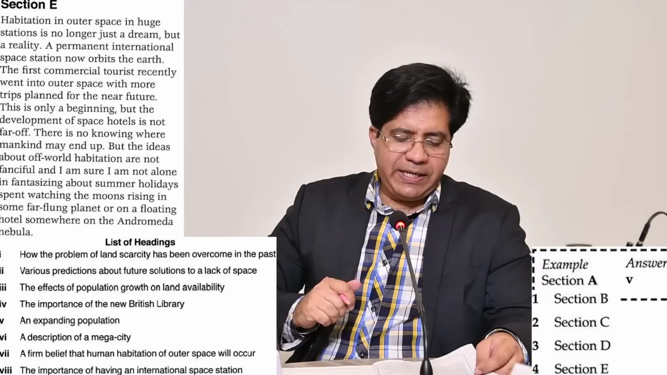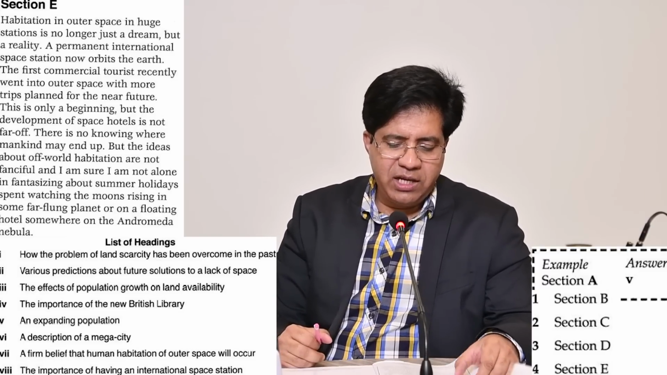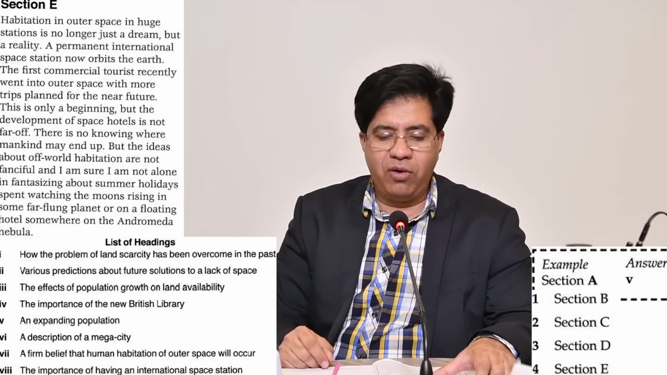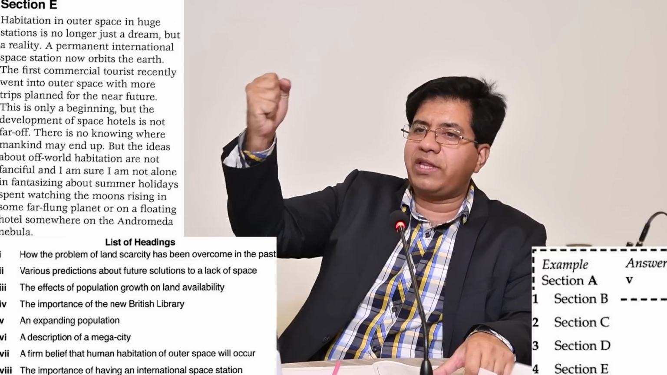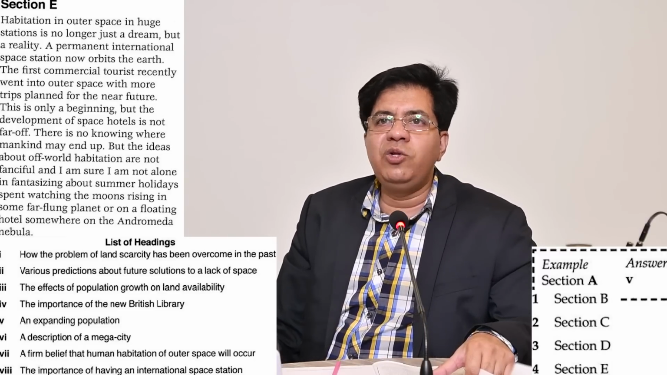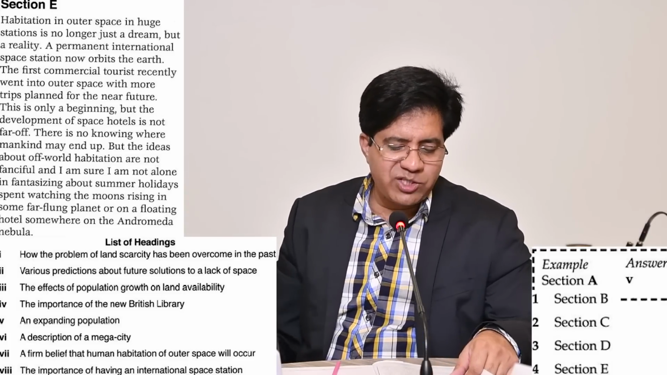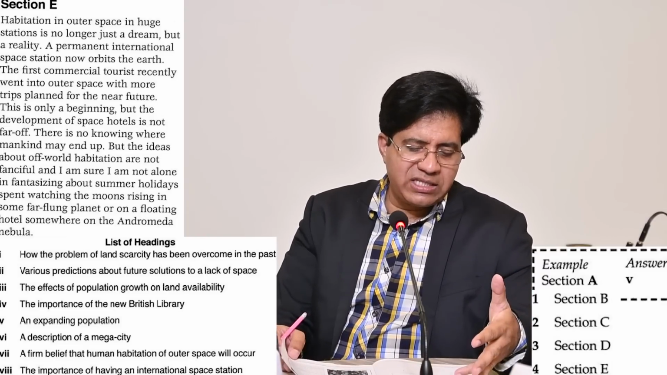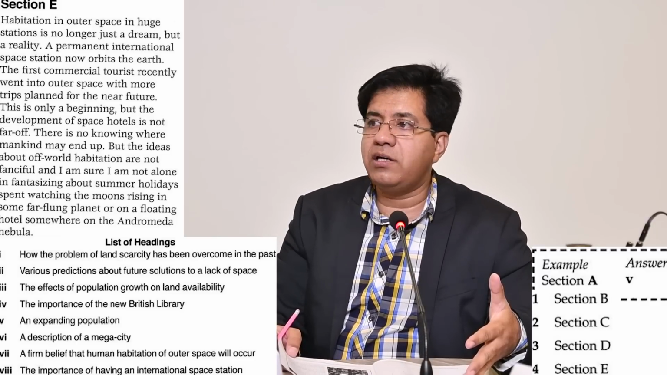Okay, section E. Habitation in outer space in huge station is no longer just a dream. When you say something is no longer just a dream, it means it's a sure thing. It's a definite thing. For example, going to moon is no longer just a dream. Means going to moon is a sure thing. So which heading is going to match with it? Heading number 7, that is a firm belief that human habitation of outer space will occur, right?